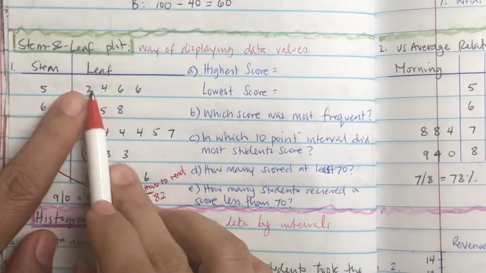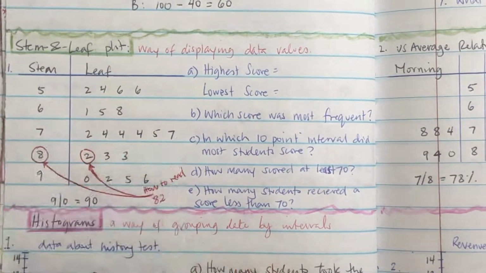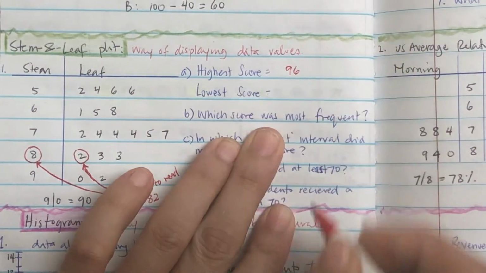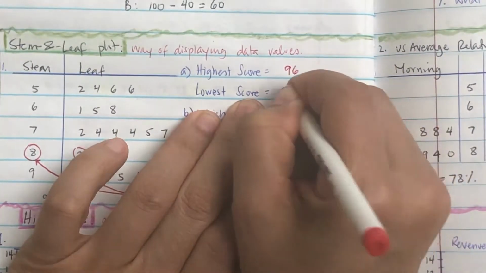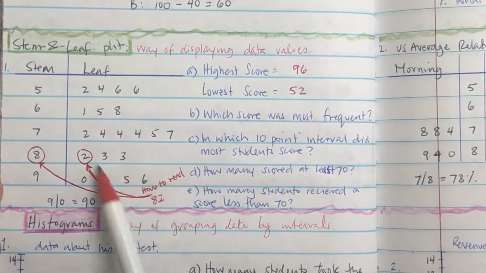So if I wanted to read this whole thing, 52, 54, 56, 56, 61, 65, 68, 72, 74, 74, 74, 75, 77, and so forth. What's the highest score? Well, it's going to be 90, and then the last number, 96. Lowest, the first, 52. Which one is more frequent? So you look at which one you see the numbers repeating the most.